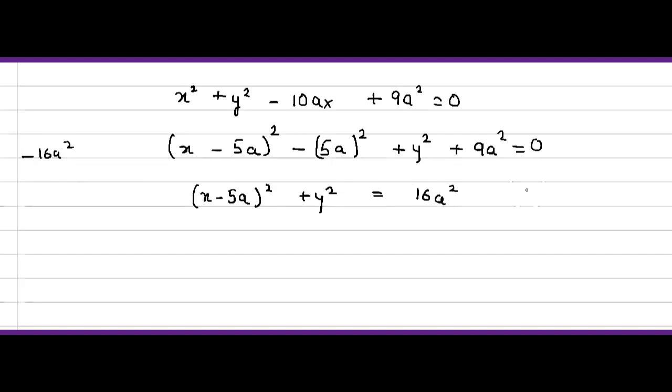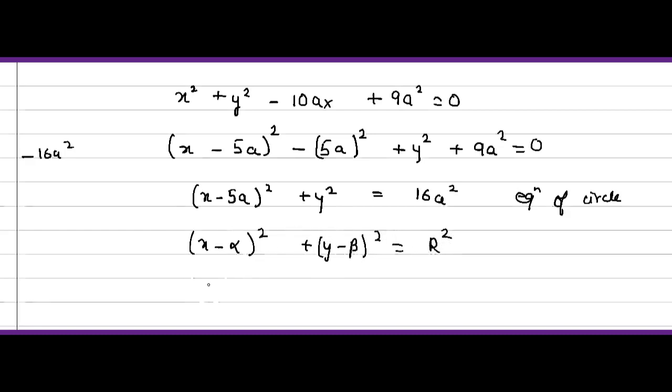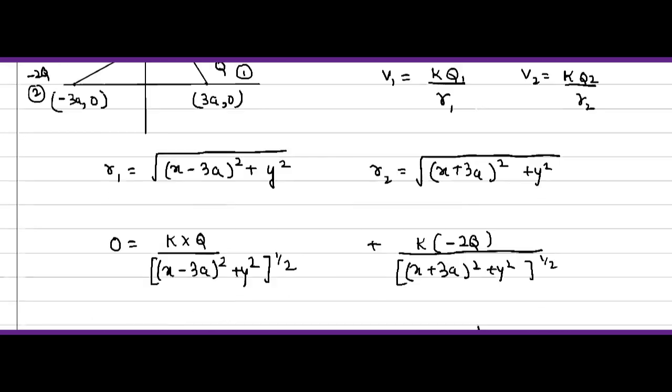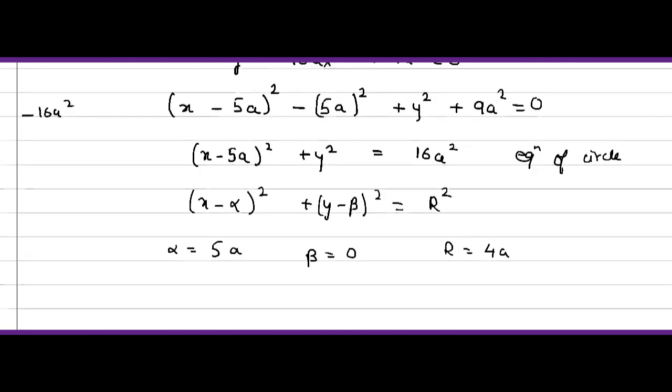Now this is the equation of a circle. How do we know? Because the standard equation of a circle is (x minus alpha) square plus (y minus beta) square equal to r square, where alpha and beta are the coordinates of the center. We can just compare. Then alpha turns out to be 5a, beta turns out to be 0, and r square would be 16a square. So r would be equal to 4a. So this is the equation of a circle. Now if we compare, r is equal to x times alpha.